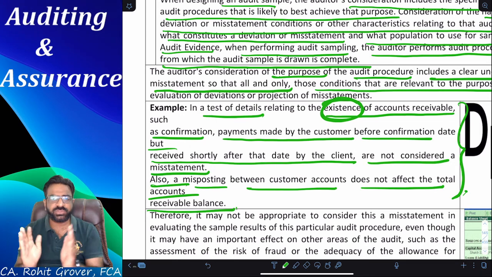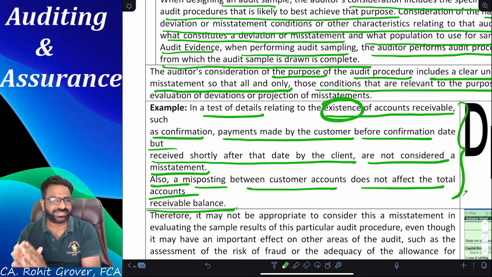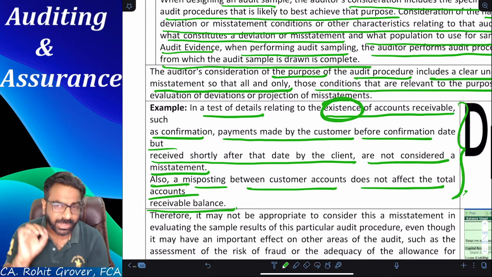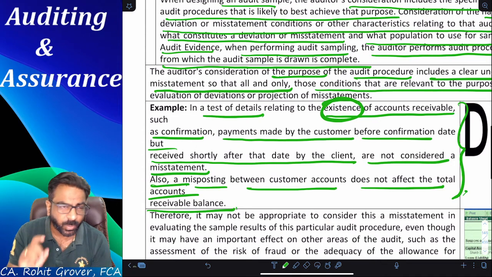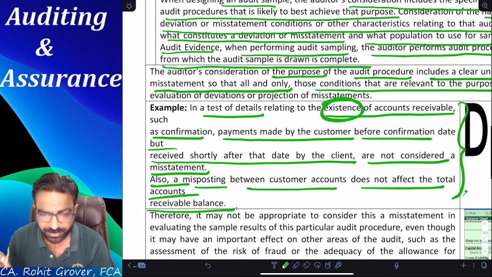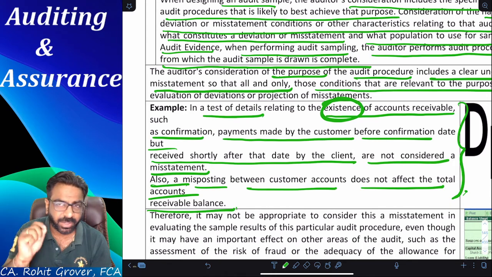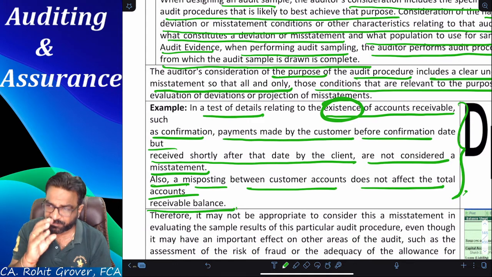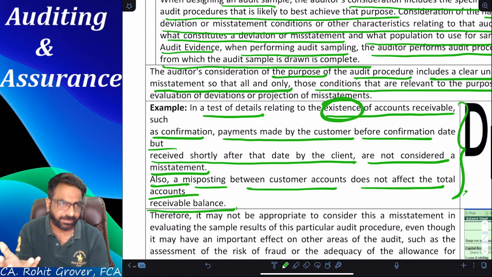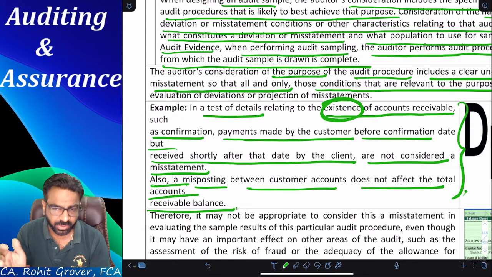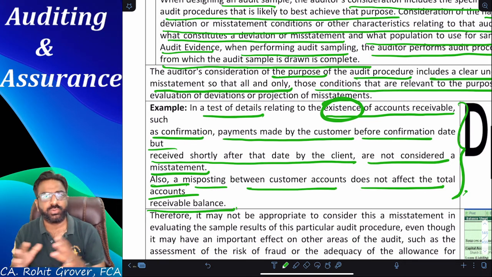So that will also not be treated as a misstatement. Remember one thing: what is to be treated as a misstatement and what is not to be treated as a misstatement is dependent upon the professional judgment of an auditor. Just because there is a little delay of the payment credited to your account, or just because of the misposting, you cannot call it a huge deviation.